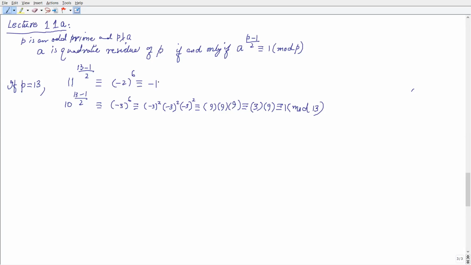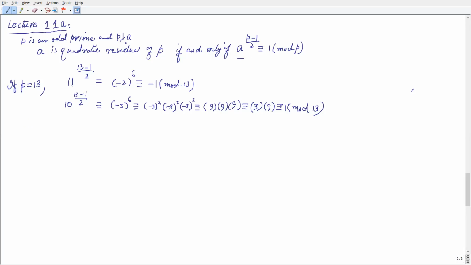Okay, so this procedure is a little bit easier than the previous one. This is modulo 13. In this case we don't need to solve the quadratic congruence. Once we have information about whether the integer is a quadratic residue or not, then we can easily decide whether the quadratic congruence is solvable or not.